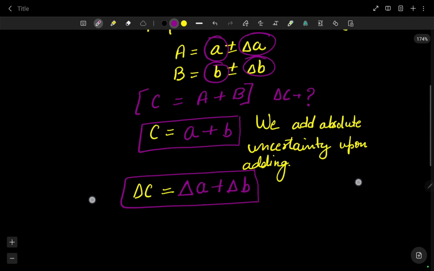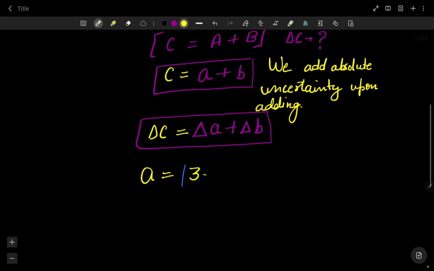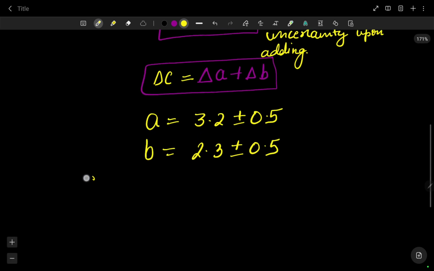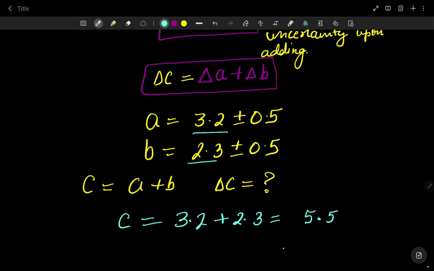Okay, now let us move on, taking an example. Let us suppose A over here is, let us say, 3.2 plus minus 0.5, and the value of B is 2.3 plus minus 0.5. Let us suppose I want to find out C, which is equal to A plus B, and I want to find out the uncertainty in C. So let us see how we do that. Quite simple. To find C, I will directly add the original values of A and B. So C is nothing but 3.2 plus 2.3, which we get as, sorry, this is the math solver which is on, so we get 5.5. Okay, so this is for C.